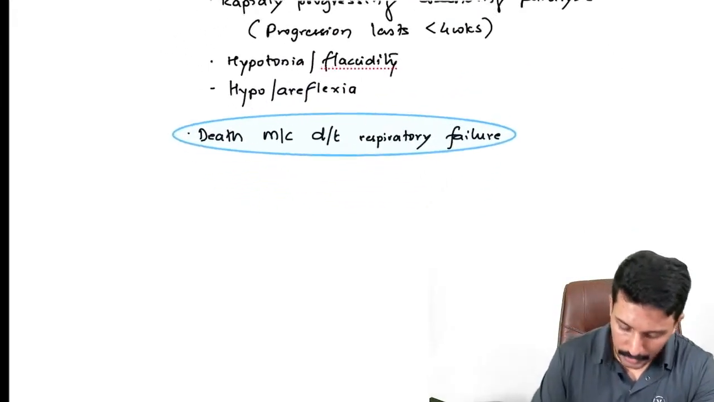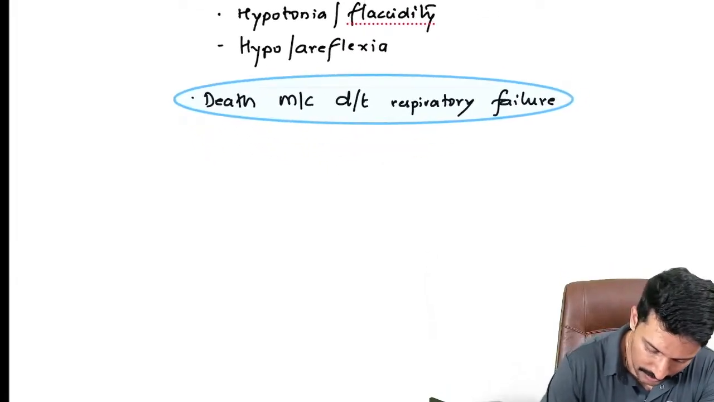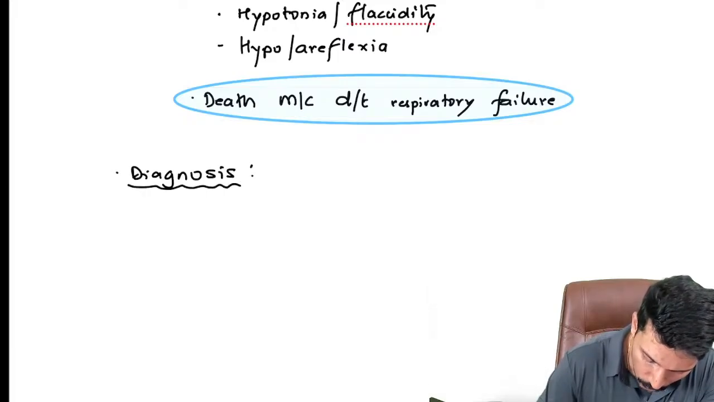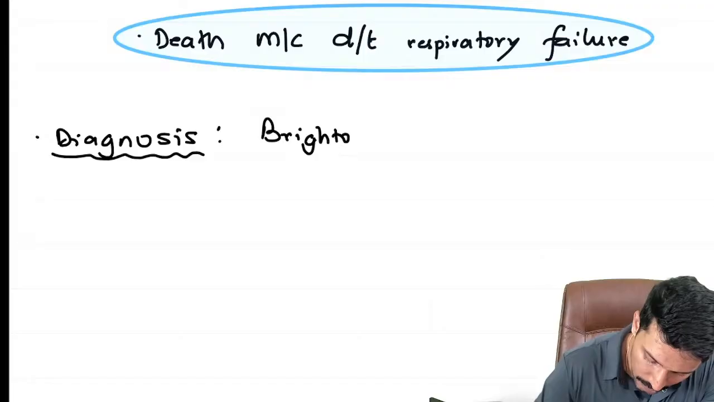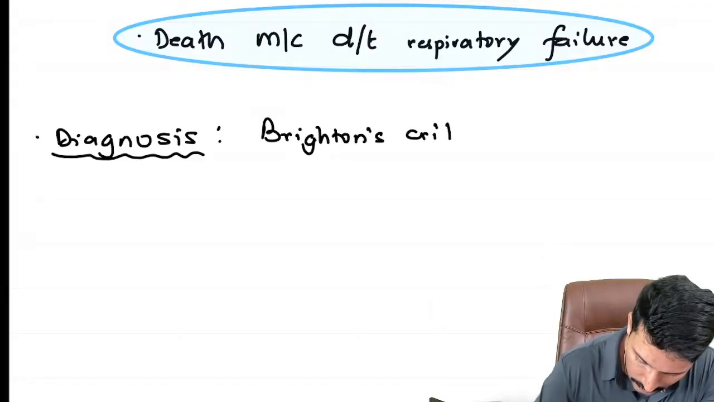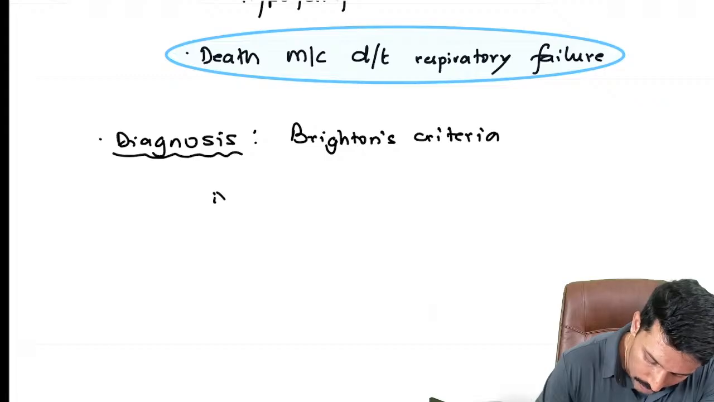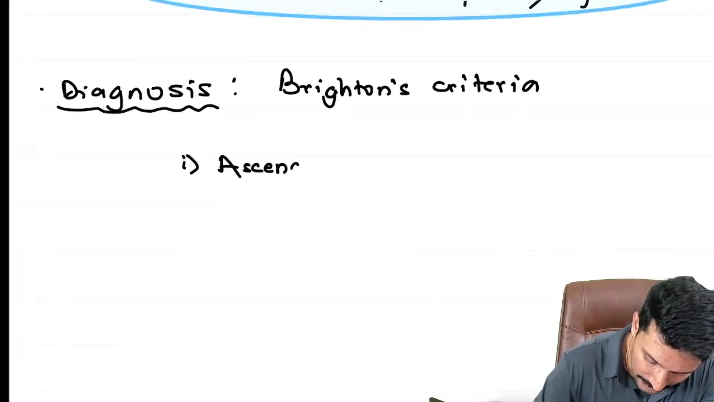Now, if I have to diagnose these patients, if someone presents with rapidly progressing ascending paralysis with flaccidity and hyporeflexia, for diagnosis, currently we follow a criteria called Brighton's criteria. The Brighton's criteria says that there are a few parameters that you need to remember. 3 are clinical, 2 are lab based. The clinical parameters are, you should have an ascending paralysis.